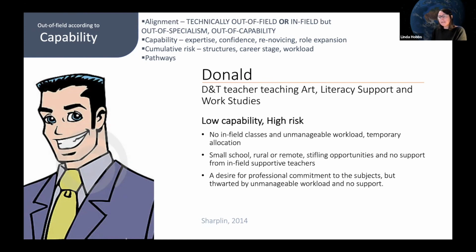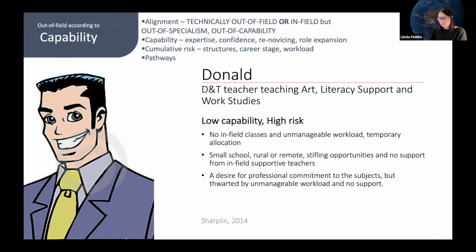This is a question around whether teachers expand their role or not to include the new subject. So a teacher might say, I'm a science teacher now, and the kids see me as a science teacher. This is quite a comprehensive definition that includes many of the criteria. It introduces the idea of cumulative risk as determined by the school support and context, teacher's career stage, and the workload of the teacher. This definition can include pathways to in-field because of that fundamental focus on teacher capability.